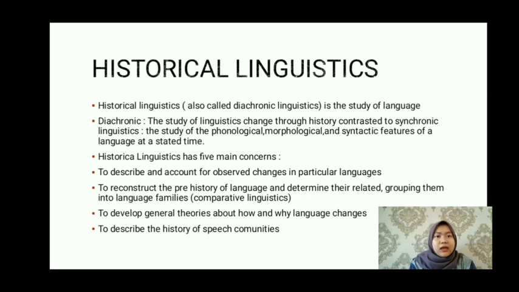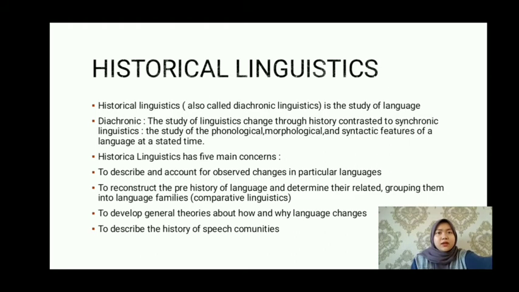Historical linguistics has four main concepts. 1. To describe and account for observed changes in particular languages. 2. To reconstruct the prehistory of languages and determine their relatedness, grouping them into language families. 3. To develop general theories about how and why languages change. And 4. To describe the history of speech communities.